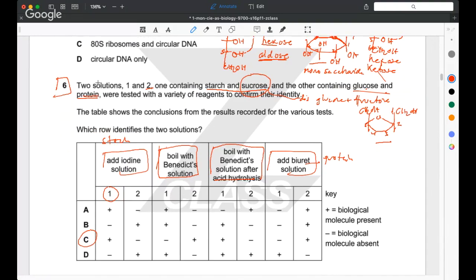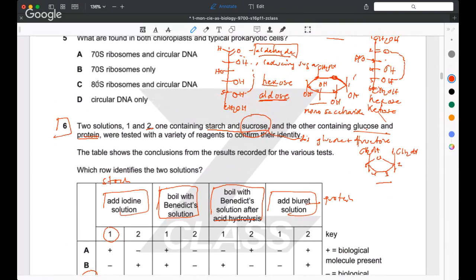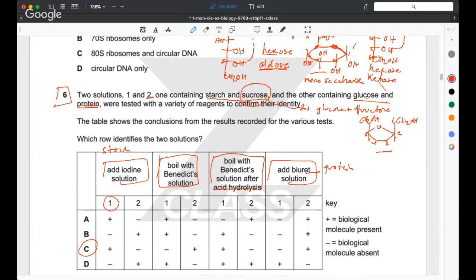Okay, so that's just a quick run through your test for biological molecules, and the reason why you get these positive results with Benedict's solution, because you're testing for, in the case of glucose, this aldehyde group, and why you get this positive result with sucrose only after you've done the acid hydrolysis, because you split up the disaccharide into the two monosaccharides. The disaccharide is not going to give a positive result with Benedict's, but each of the monosaccharides will.